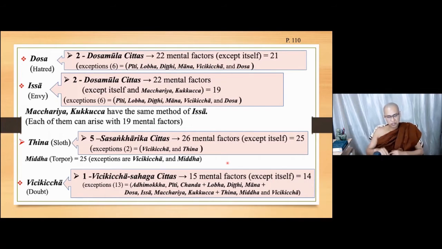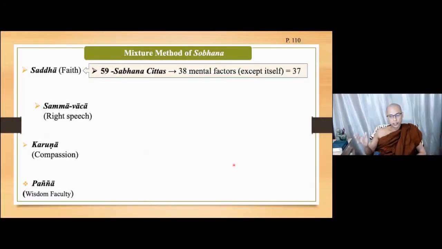So this is quite complicated if you cannot understand the association and combination method. But you don't need to worry. If you are interested in studying the ultimate reality, how they arise, and how they associate with each other, then you can use this method. Otherwise, two methods are okay.